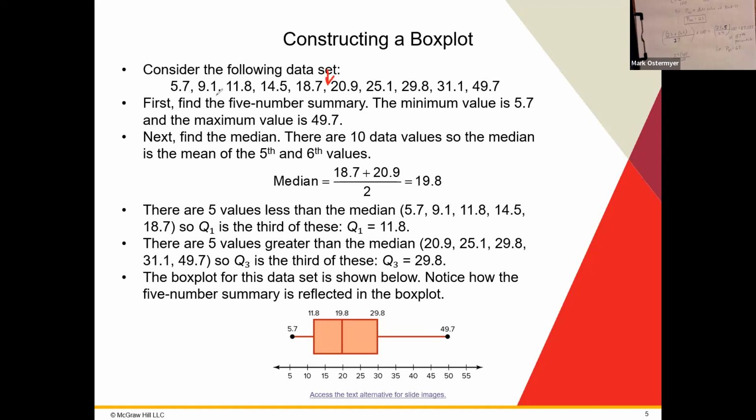So the middle value of these lower 5 would be 11.8, 2 to the left and 2 above. That would be your first quartile. And the third quartile, or the 75th percentile, would be the median of the upper 5 values, the 5 values that are above the median. And that's going to be 29.8.